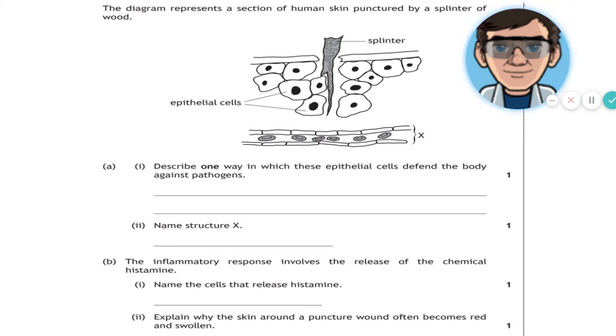Okay, B is about the chemical histamine. Name the cells that release histamine. So it starts with HI, up high. That is your mast cell. Okay, so the lookout is up high. The mast cell releases histamine.